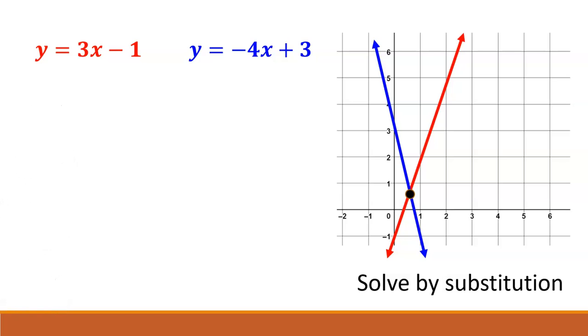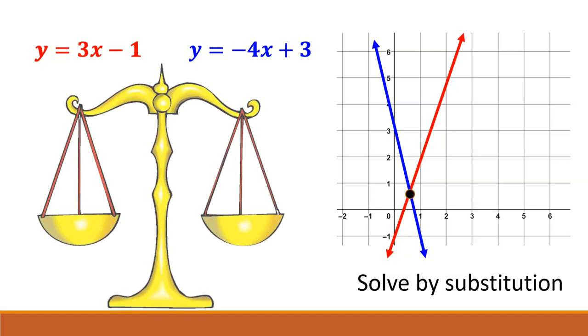Here's how substitution works. When we have an equation, we can think of it like a balance scale, where the two sides of the equation have equal weight. For the equation y equals 3x minus 1, the two sides, the y and the 3x minus 1, have the same weight. They have the same value. That means that they're interchangeable, and that's the key to substitution.